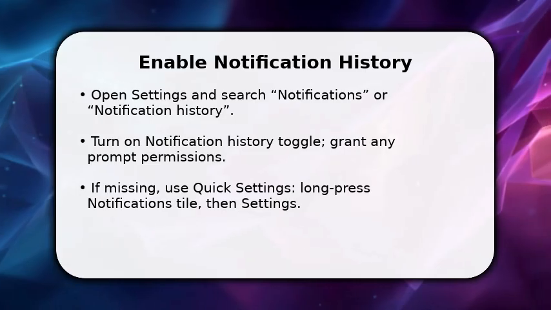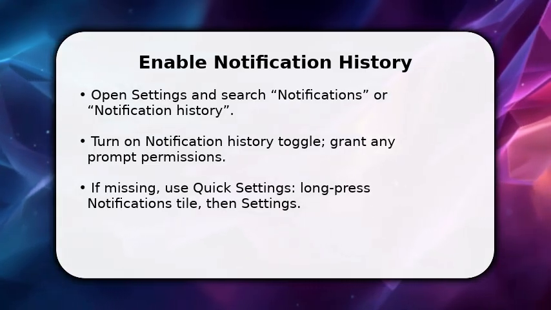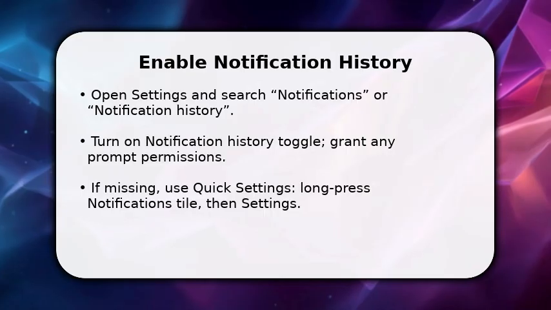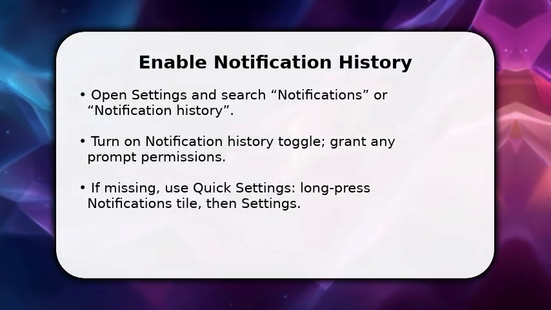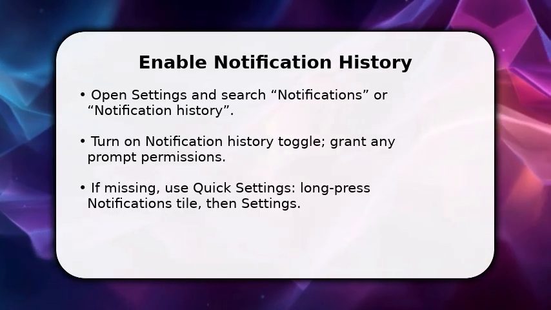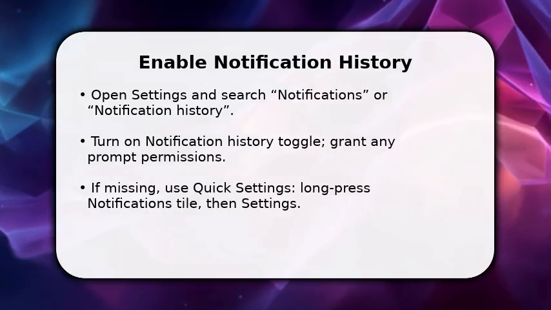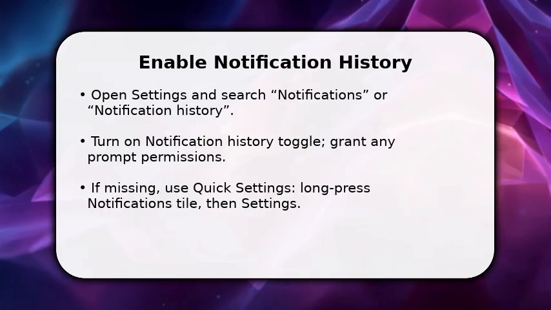Enjoy the video. You'll start by enabling the feature so Android can record alerts. Open Settings, find Notifications or search Notification History, and flip the toggle on. If the system asks, grant permission to save recent notifications. That allows recovery after dismissal.